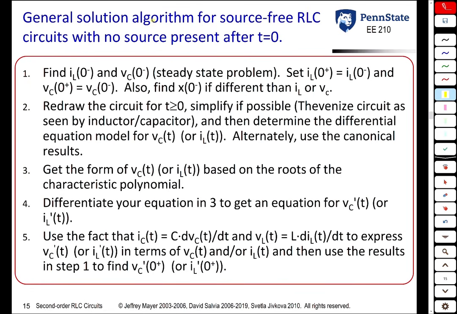In today's video lecture, we are going to continue to talk about transient RLC circuits. We'll start by going over the algorithm for source-free RLC circuits with no source present after t equals 0. In other words, we're assuming that we have an RLC circuit being energized by voltage or current sources up to time 0. At time 0, whatever sources are present are removed, so that all that's left is the capacitor, the inductor, and one or more resistors.